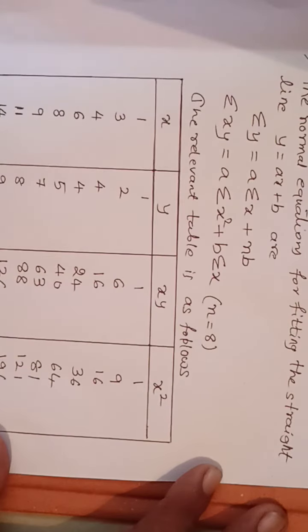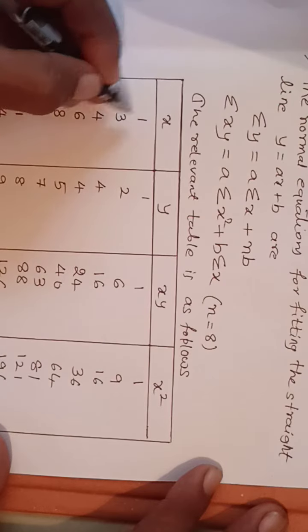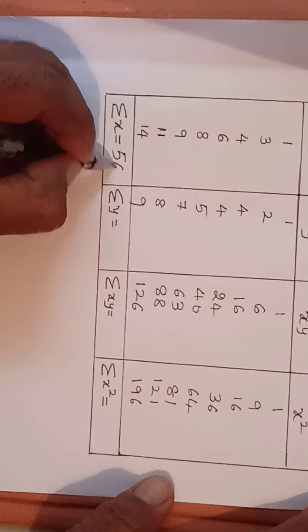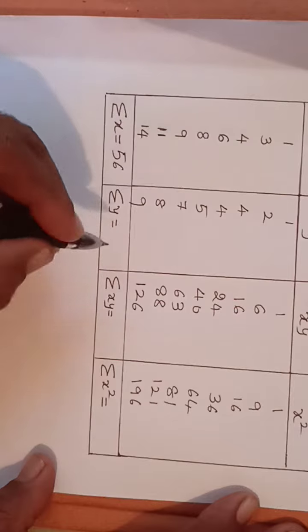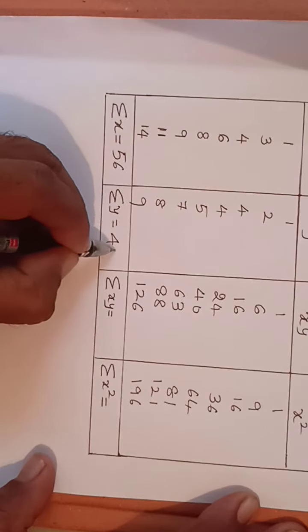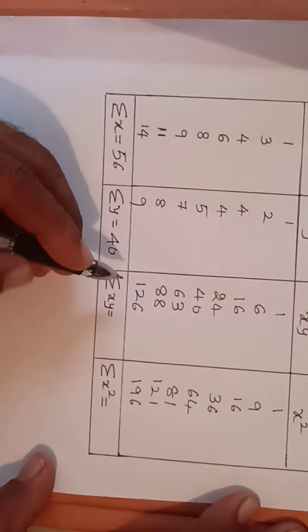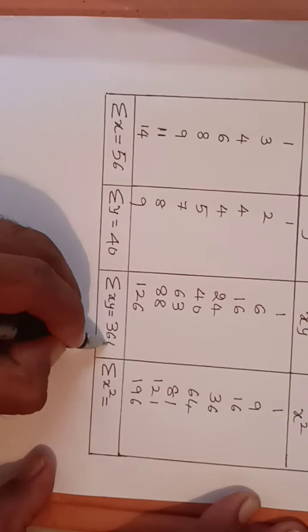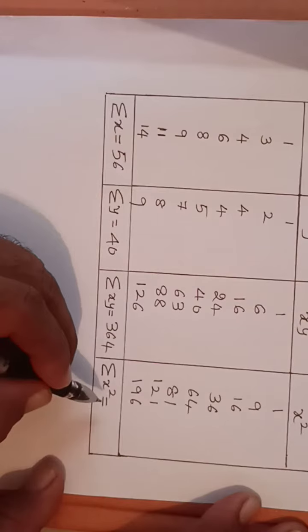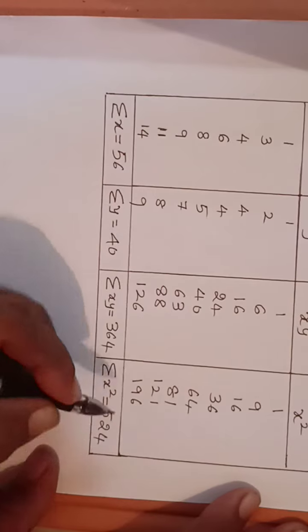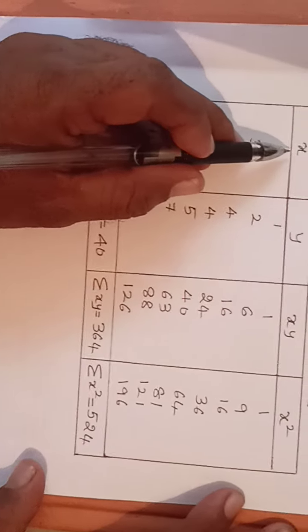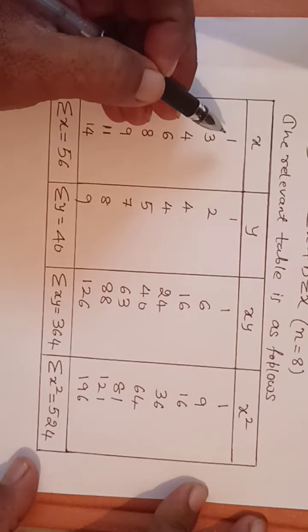Add these to get summation of x. If you add 3 plus 1, 4, plus 11 and 14, in total we get 56. Next summation of y: 1, 2, 4, 4, 5 and so on, we get 40. Next adding the xy column, we get 364, and summation of x square is equal to 524.